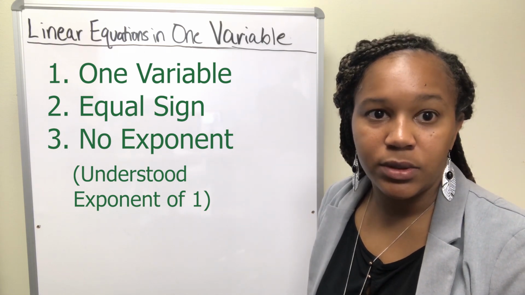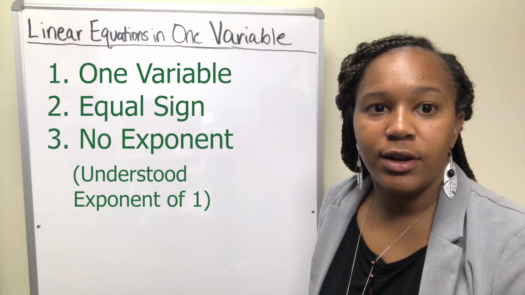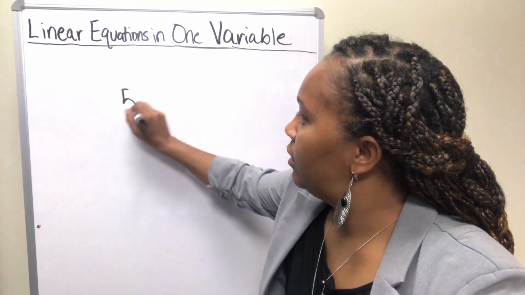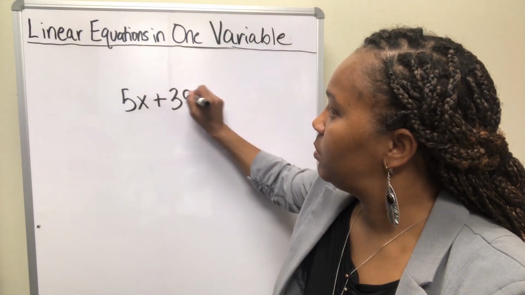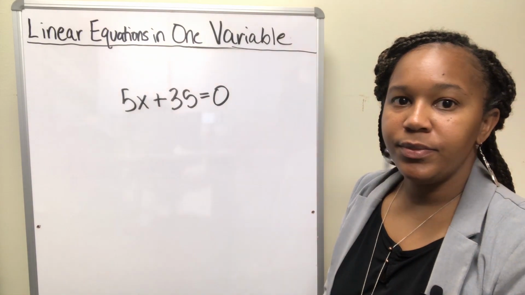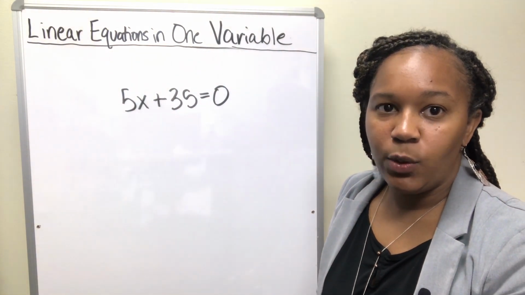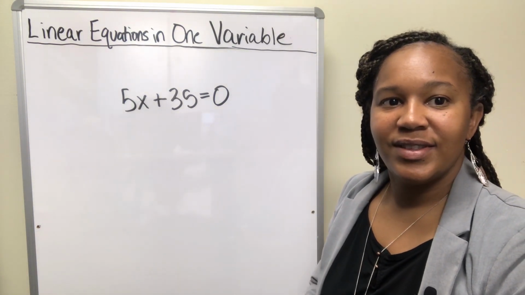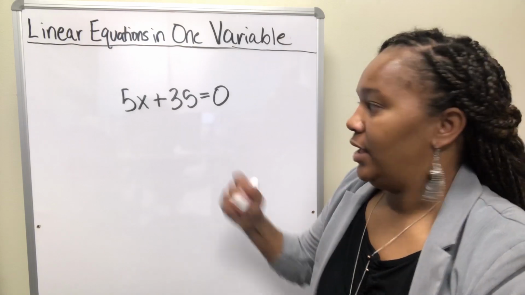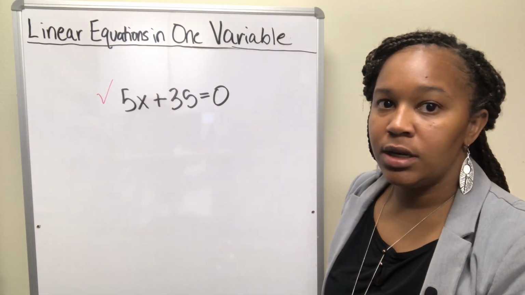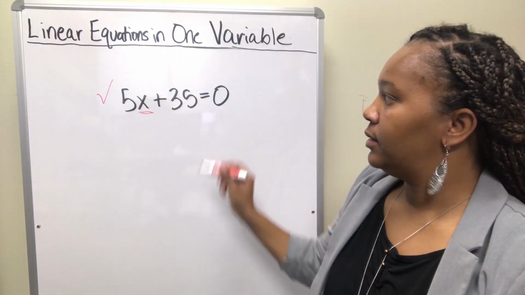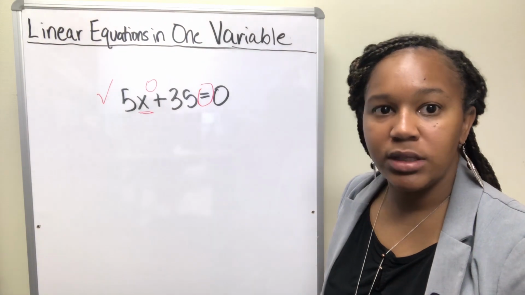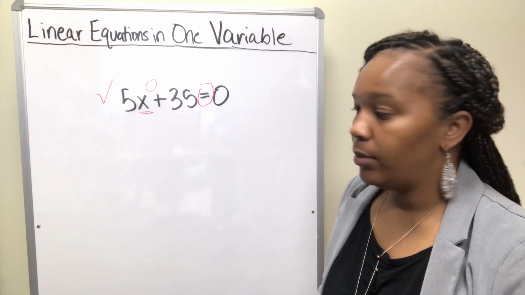So I'm going to give you some examples, and I want you to tell me whether they are a linear equation in one variable or not. I'm going to start with 5x plus 35 equals 0. Is that a linear equation in one variable? If you said yes, then you are correct. There is one variable x, there's an equal sign, and there is no exponent on the x. And so that makes it a linear equation in one variable.